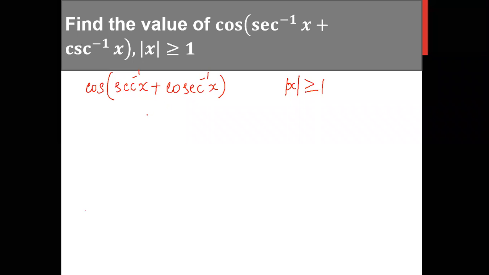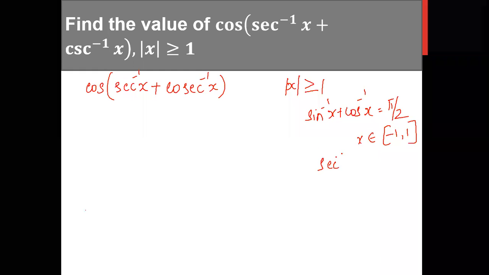So there, we had discussed that sin inverse x plus cos inverse x is always equal to pi by 2 if x belongs to its domain, that is minus 1 comma 1. Similarly, secant inverse x plus cosecant inverse x is equal to pi by 2, where mod x is always greater than or equal to 1. So we'll use this particular property.